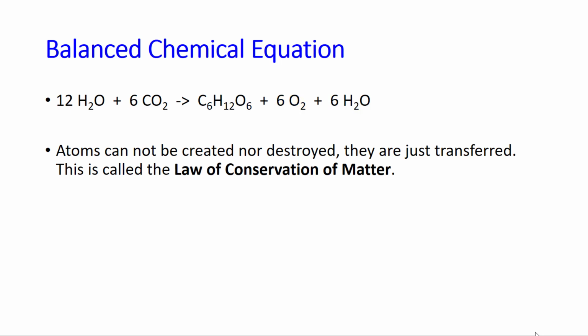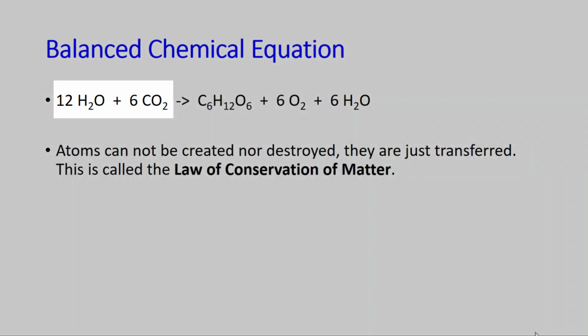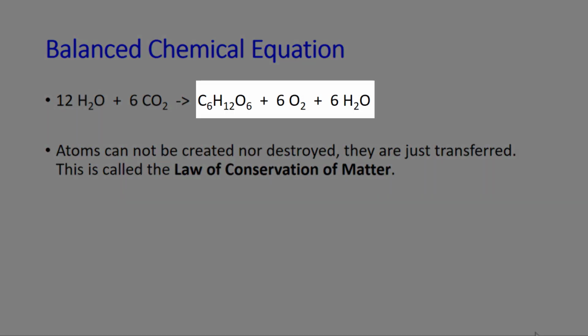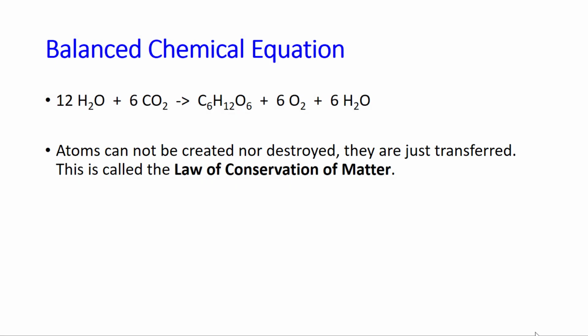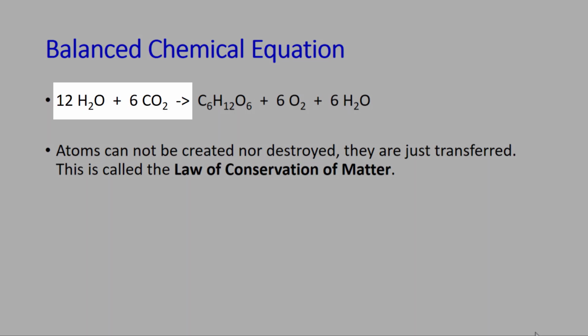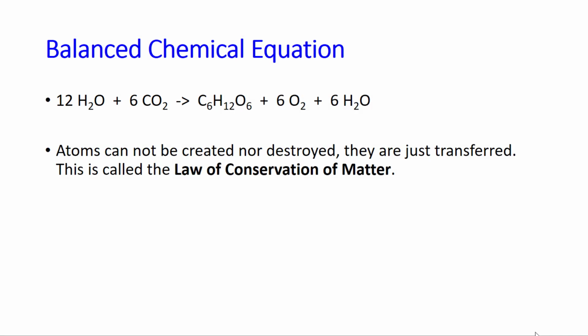What's important here is, notice everything on the left, the 12 water, 6 carbon dioxides, all those atoms, is the same number of atoms and the same type of atoms as on the right. So notice we didn't make any new atoms, we didn't destroy any atoms, we just transferred them. Also, take a look on the left, and you'll notice there's no sunlight. The reason why is sunlight is not made out of atoms.